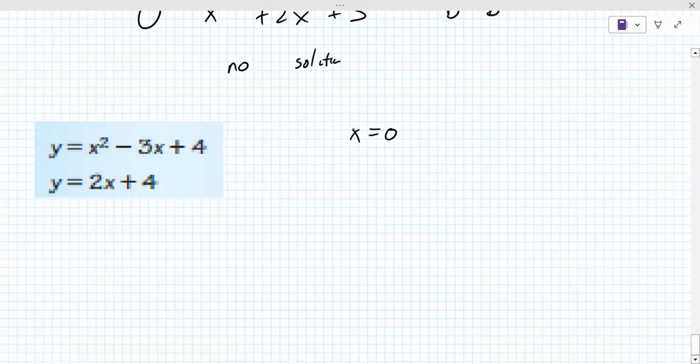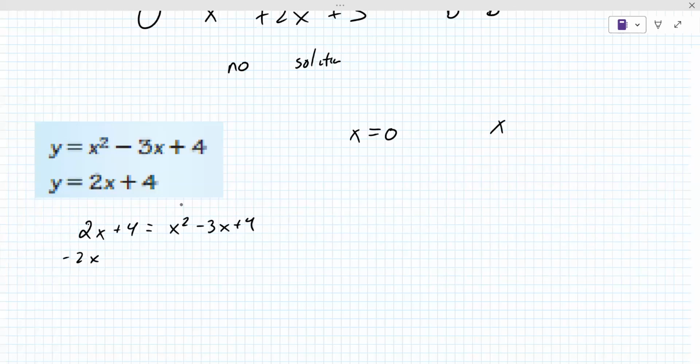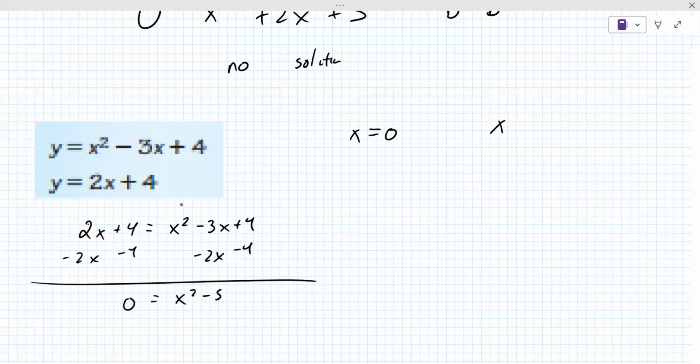X equals 0 is correct, but the other one is not correct. Let's see what you did here. Did you use substitution or elimination? I did substitution. Okay, so 2x plus 4 equals x squared minus 3x plus 4. Subtract 2x, subtract 4 from both sides. So notice that it's just x squared minus 5x. Is that what you have? Yeah. So when you factor out an x, it's x times x minus 5.